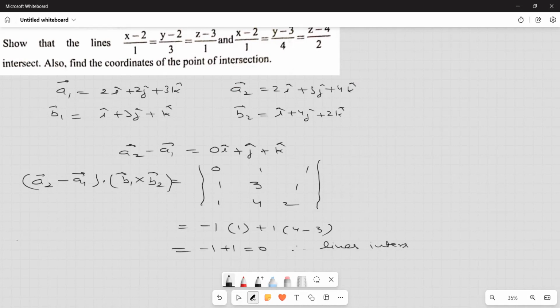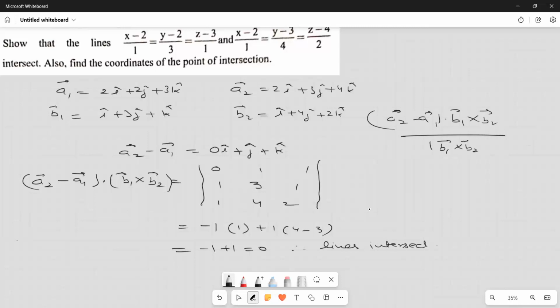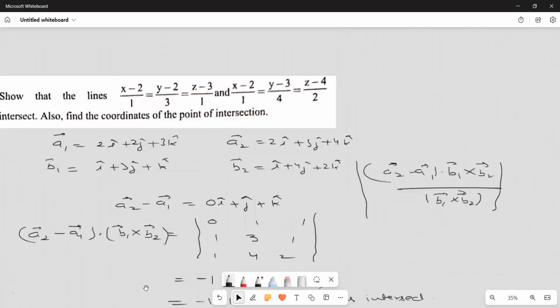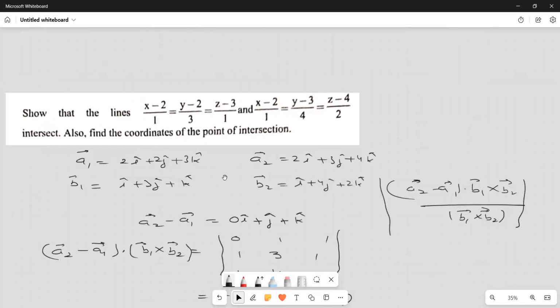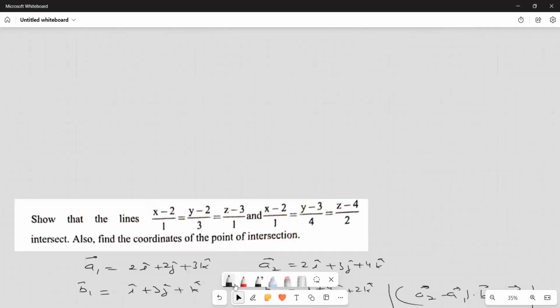Otherwise, we use this in the skew line shortest distance now. That is A2 minus A1 dot B1 cross B2 upon B1 cross B2 magnitude, whole absolute value. Distance cannot be negative. So this is for 2 marks only. So no need to show any other work if this is required. But if the point of intersection is asked, then we will apply the different approach.